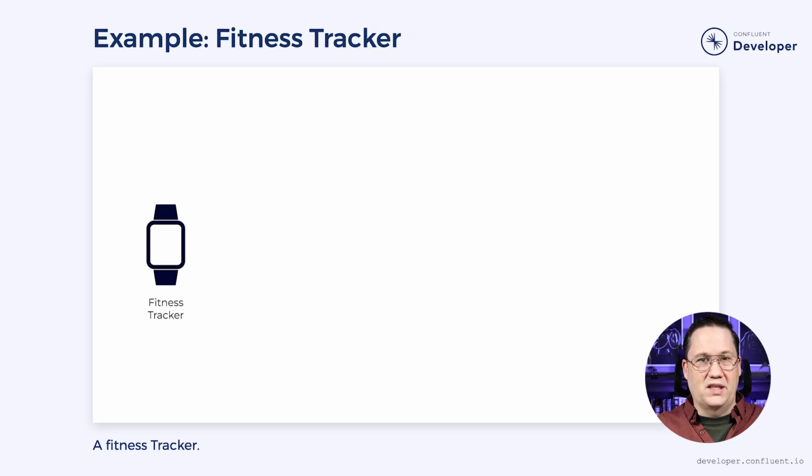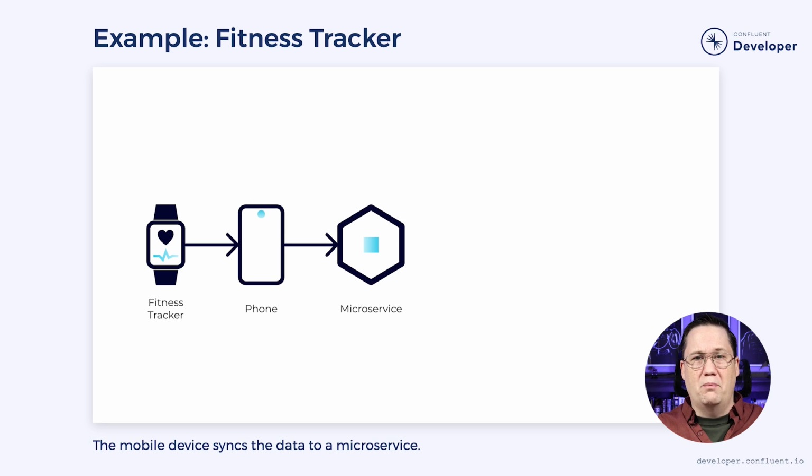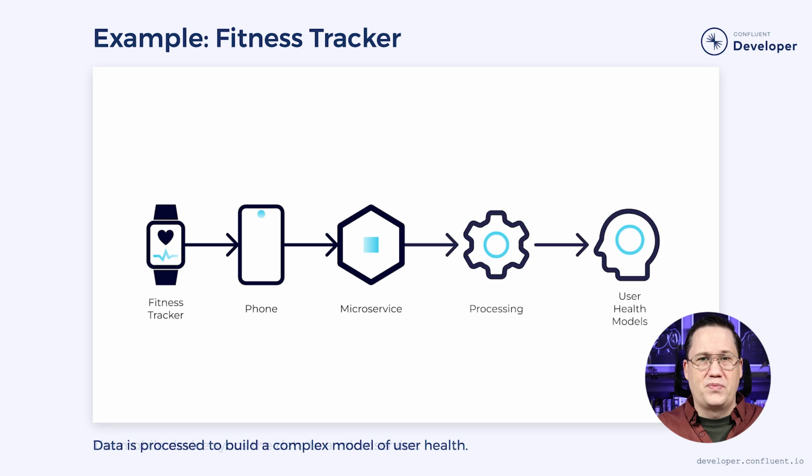Let's consider a simple example. Imagine a user has a fitness tracker. This tracker collects data such as steps, heart rate, etc. The data is periodically synced to the user's phone and then pushed to a microservice somewhere in the cloud. It can then be processed to build a complex model of the user's health.